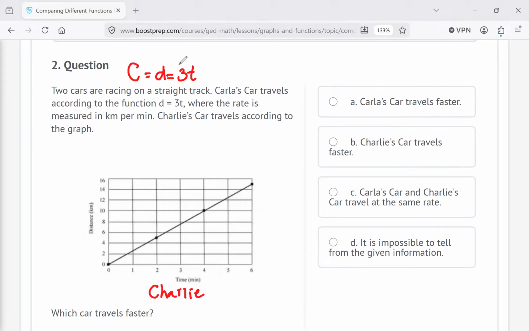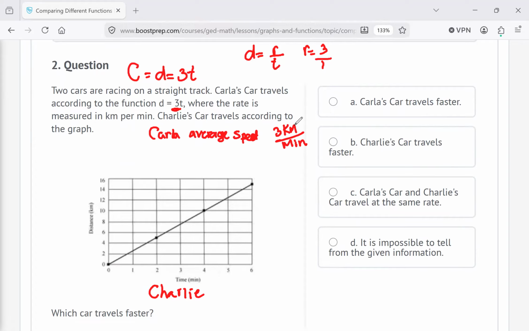Did you know that the 3 is your rate? Distance is equal to rate times time, so the rate is 3, or 3 over 1. So Carla's average speed is 3 kilometers per minute.